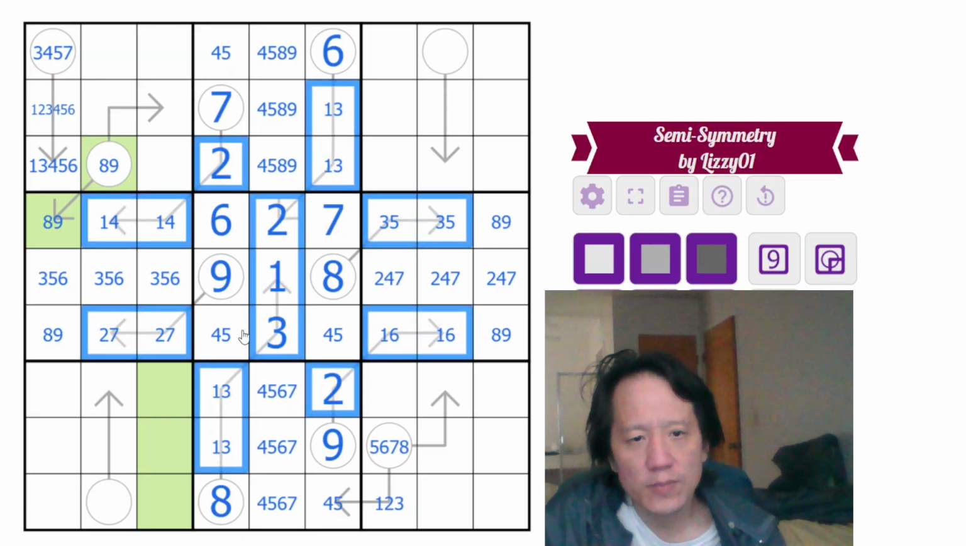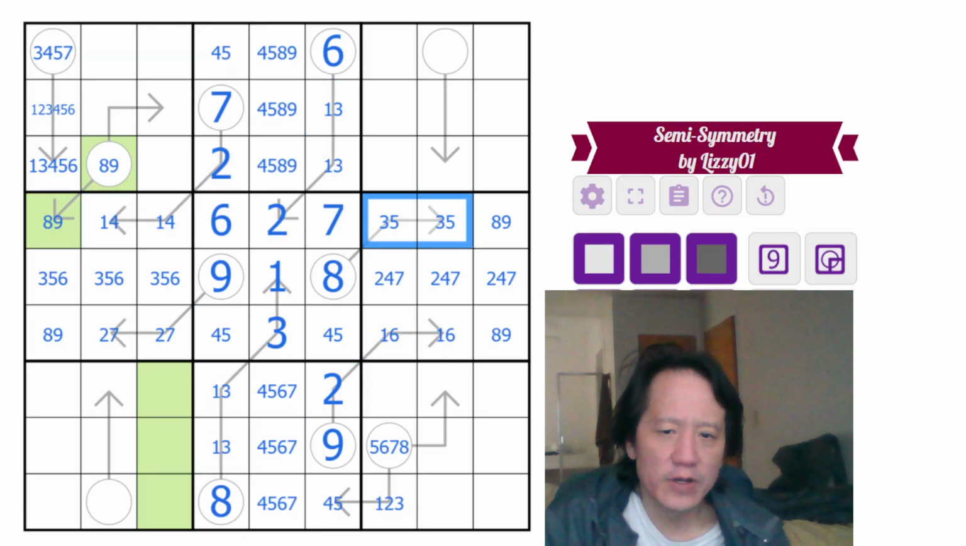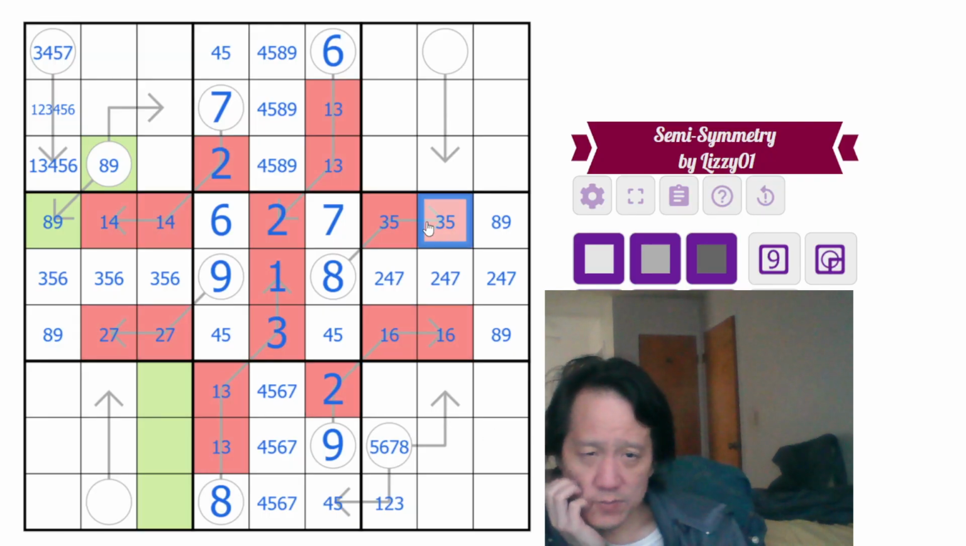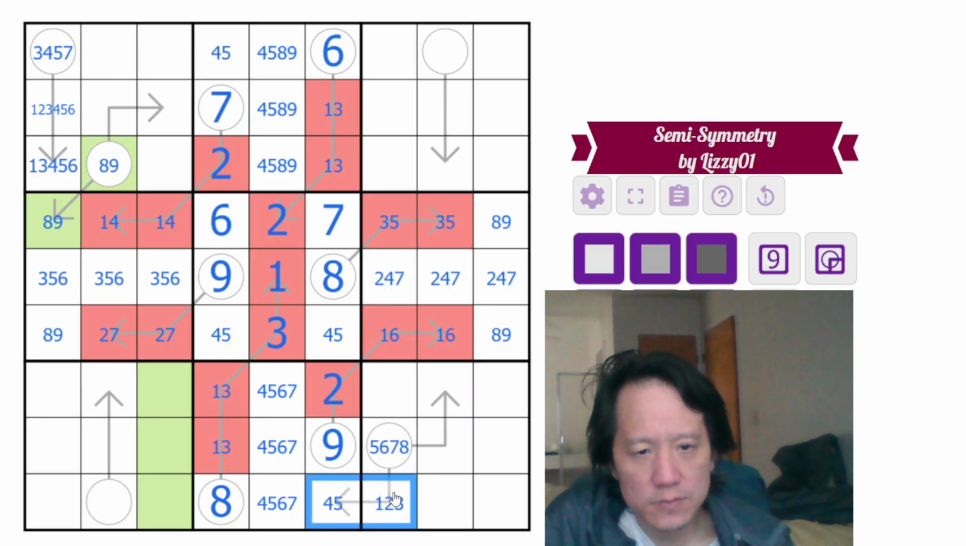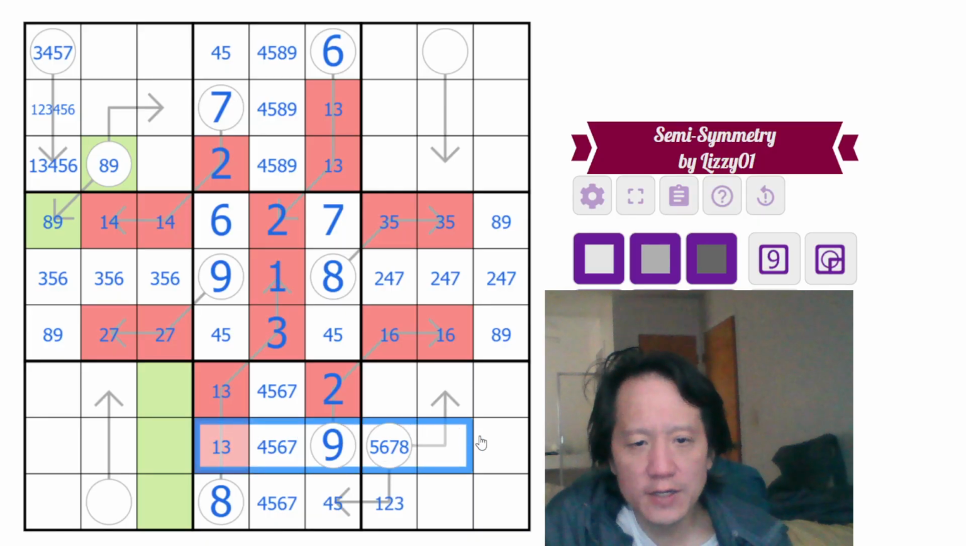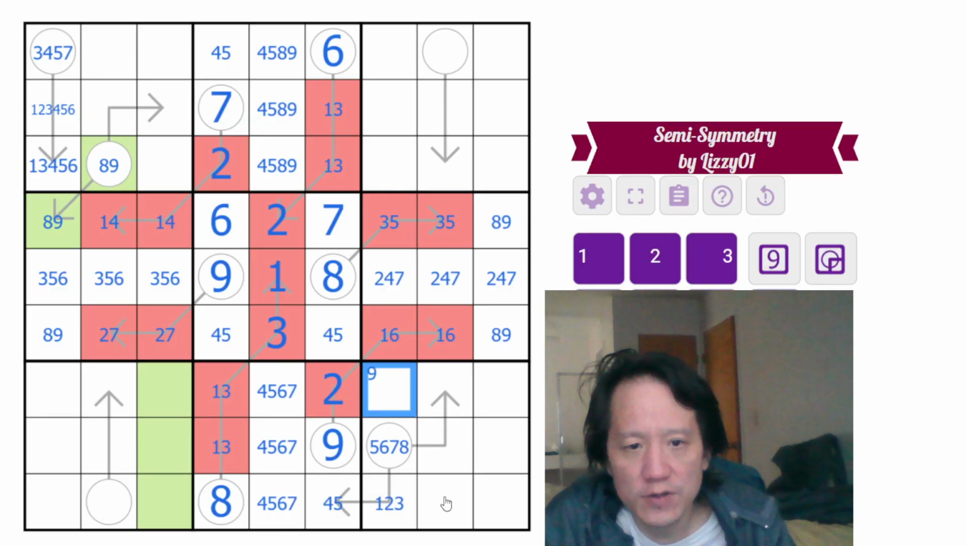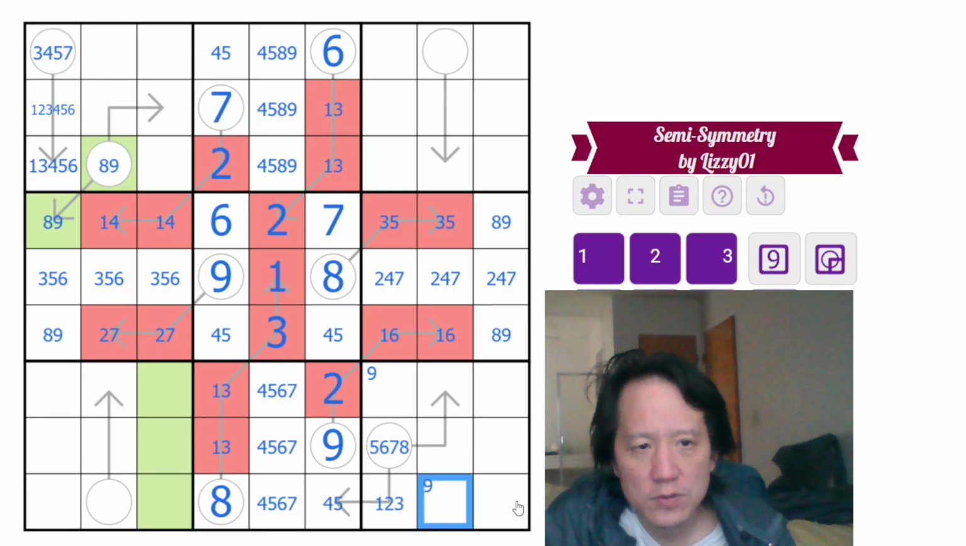Okay. Actually, let's just leave that one. So 9 cannot be here. 9 cannot be here. So 9 is one of these two. Okay. 8 cannot be here. 8 can't be here. So 8 is one of these two.